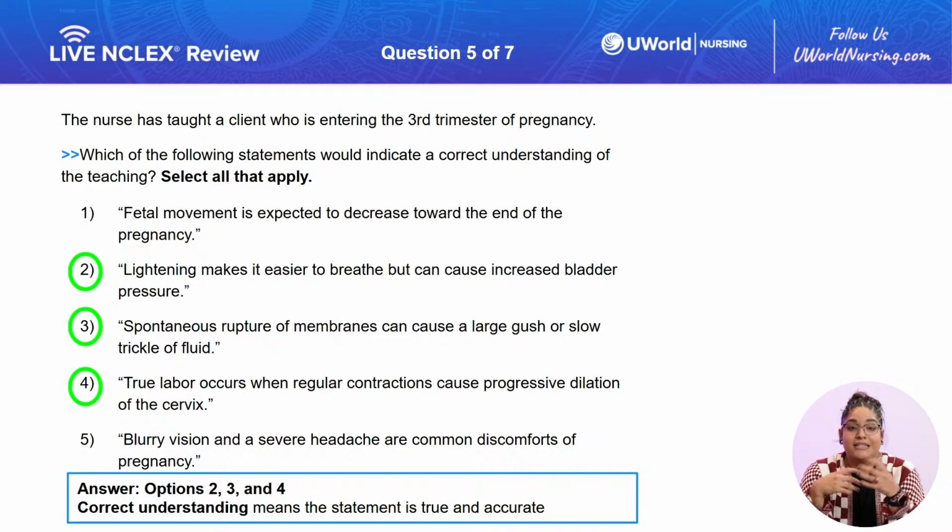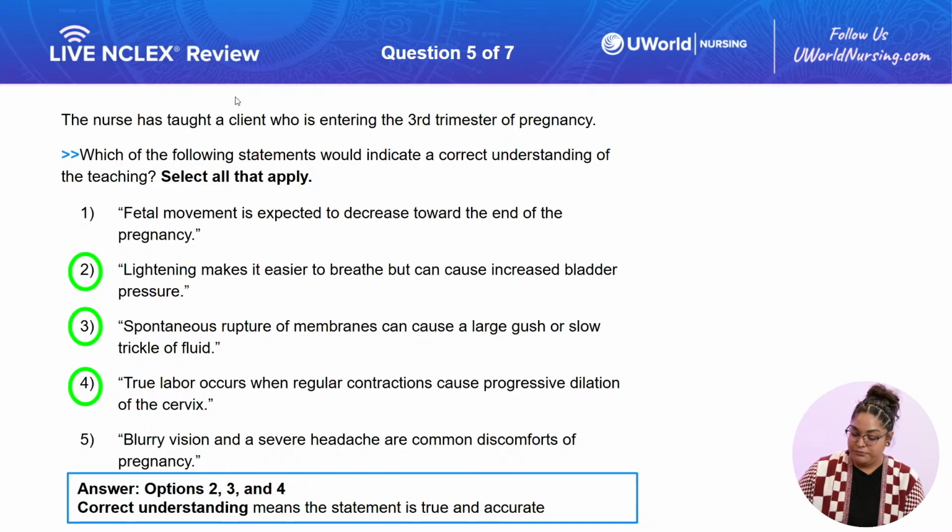And then option 3 is correct. Rupture can be large or small. This is true, so this reflects a correct understanding of the teaching. Okay, I see you guys are answering before I'm even answering, so great job. Let's see, option 4 is correct. True labor, this is the definition of it. The cervix needs to be making change in order for it to be labor and not the Braxton Hicks contractions or false labor. And then option 5 is incorrect. We already talked about hypertension. Blurry vision and a headache are signs of high blood pressure. So this is potential gestational hypertension or preeclampsia, which is a cause of concern because they need treatment right away.